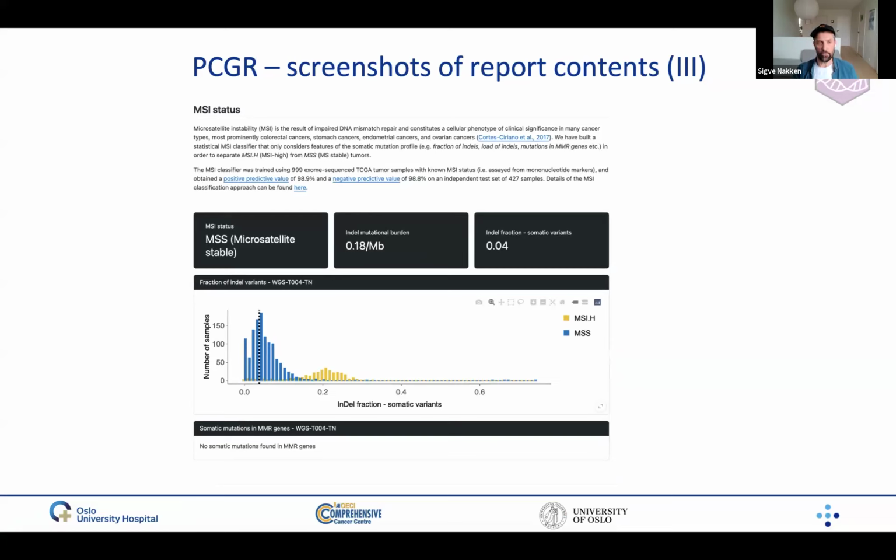For MSI, we also do an MSI prediction. This is a classifier that we have developed based on TCGA. We essentially look at the distribution of indels and the load of indels, whether you have mutations in MMR genes, in a way that enables us to separate the MSI high tumors from the MSS tumors. It performs quite well on exome and whole genome sequence data, but we haven't really made this work for panel type of assays.